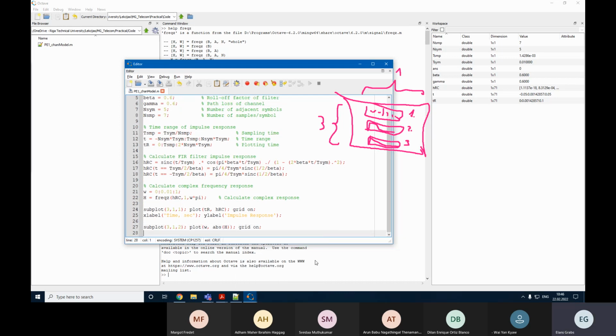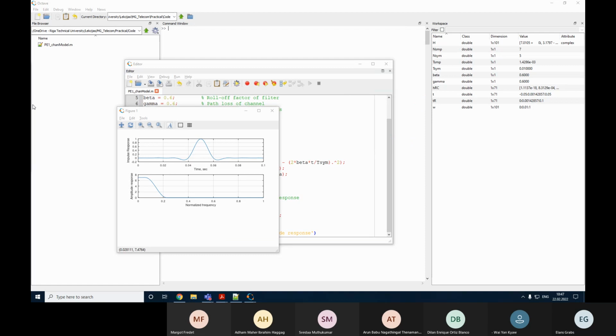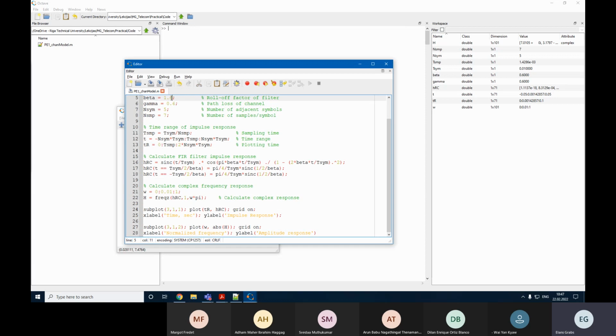Yes, again grid on, again x label, that would be normalized frequency, and the y-axis label is going to be amplitude response. So let's see how it looks like. So as I said, it is not a brick-wall function, but has a slow transition to 0. Yes. And in fact, the speed of this transition depends on the beta parameter. Now I specify beta equal to 1.